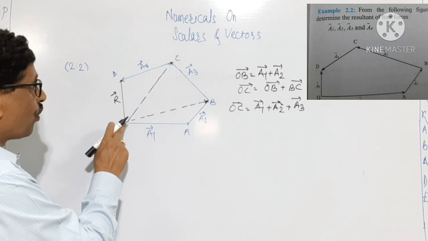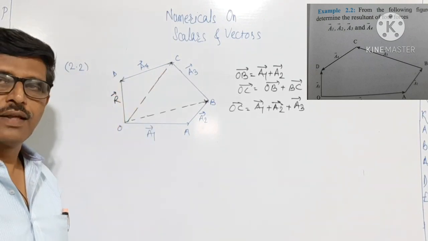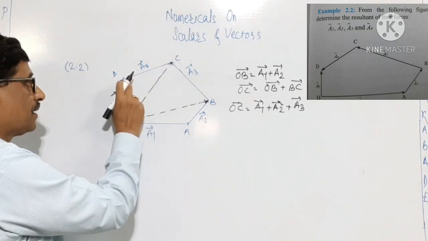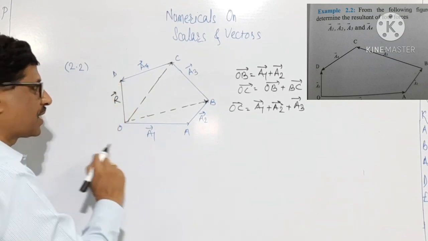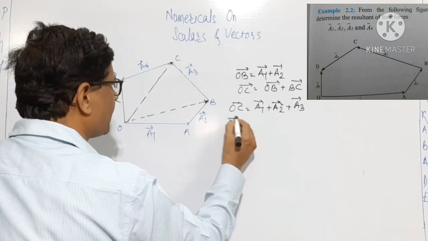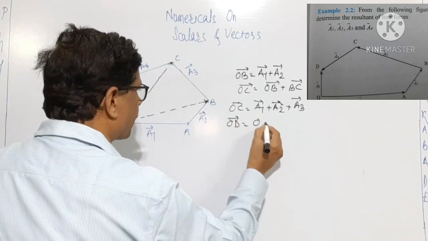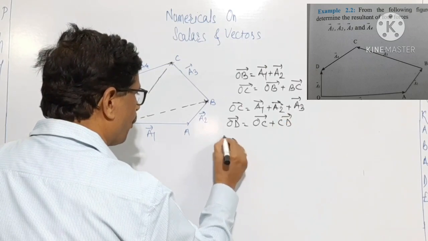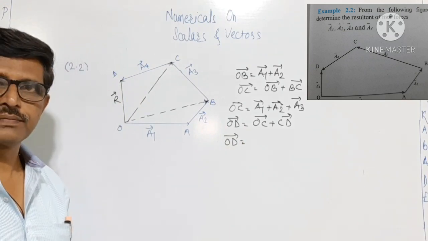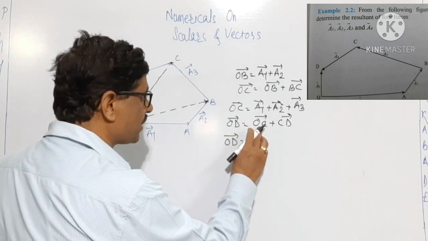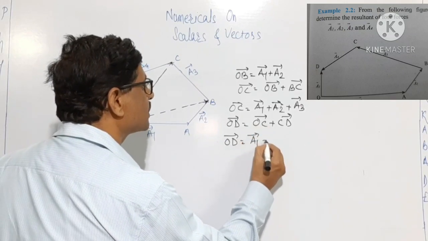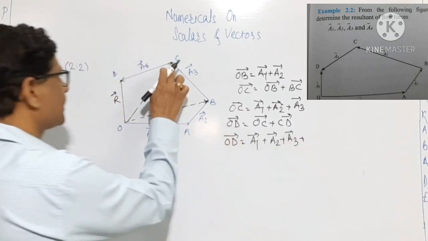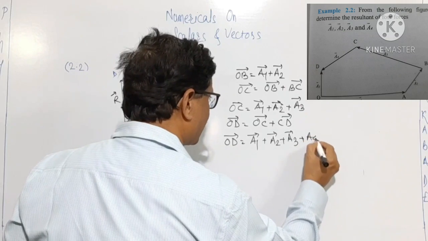Now, if you think of triangle OCD, then OC is one side, CD is another side, and OD is the remaining side of the triangle. Therefore, OD is equal to vector OC plus vector CD. This vector OD is equal to vector OC. Actually vector OC is vector A1 plus vector A2 plus vector A3, and CD is equal to vector A4.